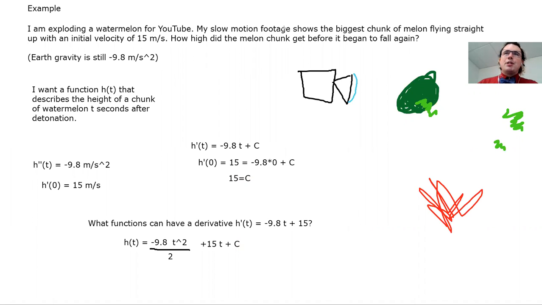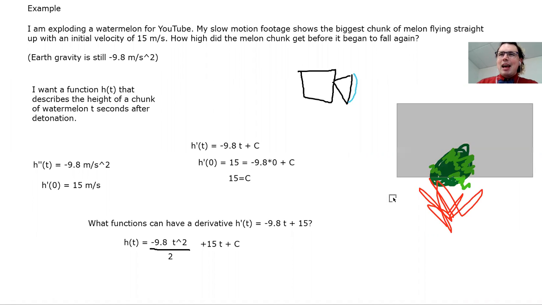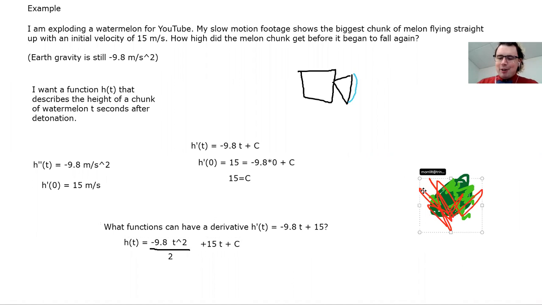Now, what I'm going to do is I'm going to say, where was this chunk of watermelon at time 0? If I reverse the footage, my watermelon reassembles itself. And where did it start? It was on the ground. How high are you when you're on the ground? You are height 0 meters. So h of 0 is going to be 0.